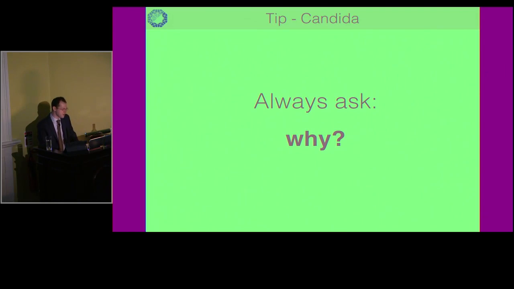The tip for Candida then is just, again, to bang home the point that why is it there? It's a disease of the diseased, so we need to think about what the underlying cause of this is, what's the deficiency, and how can we correct that?